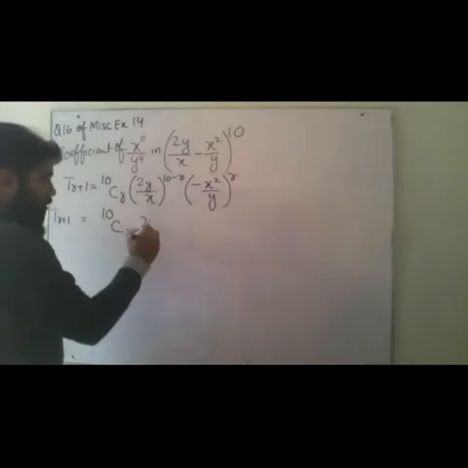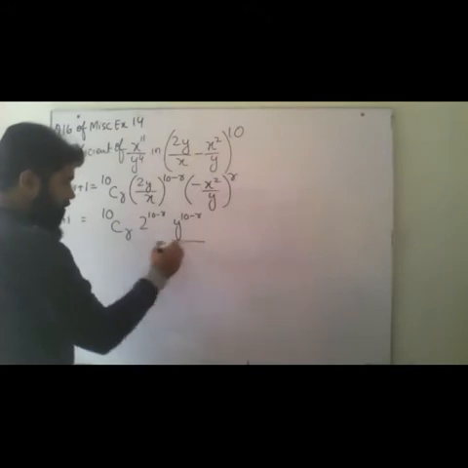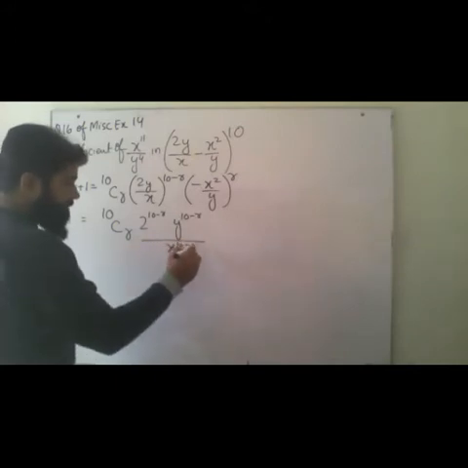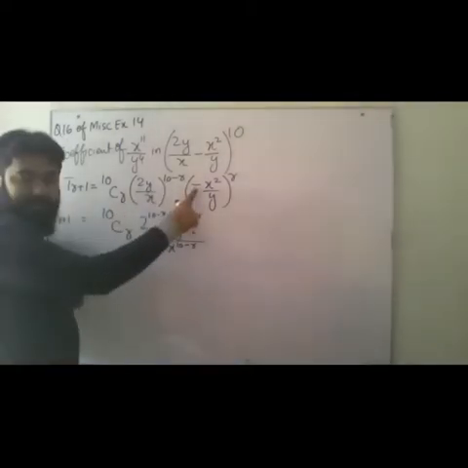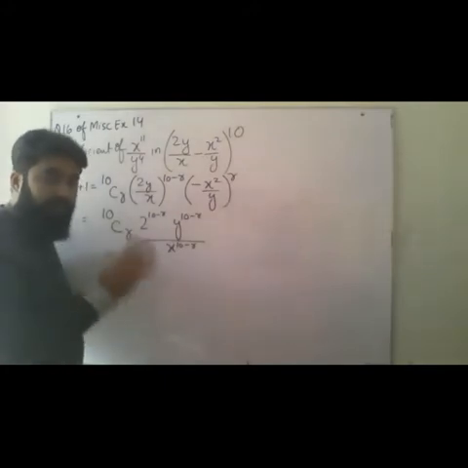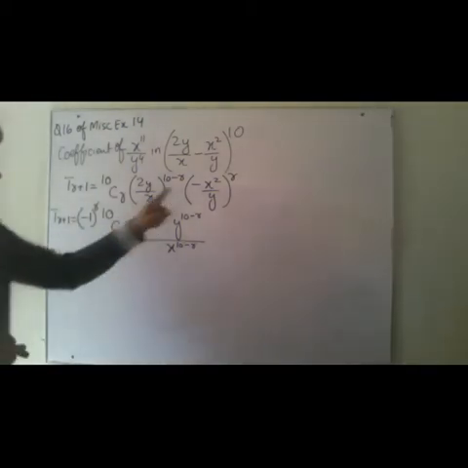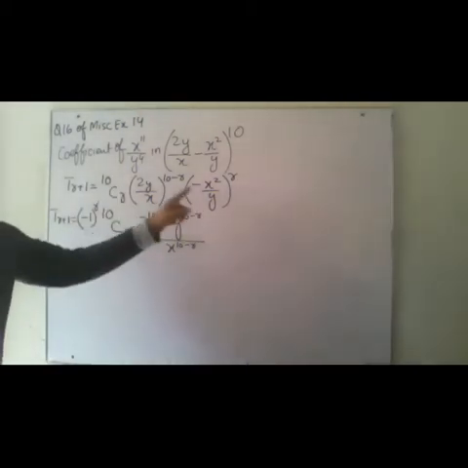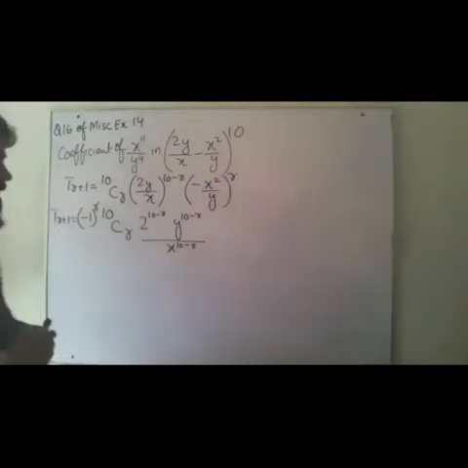Expanding it, 2 to the power 10 minus r, y to the power 10 minus r over x to the power 10 minus r. After that, there is a minus sign and the power is r. I don't know whether r is even or odd, so I have to keep this minus sign. I am taking it out and writing minus 1 to the power r separately, all of them in multiply form, just to safeguard it.